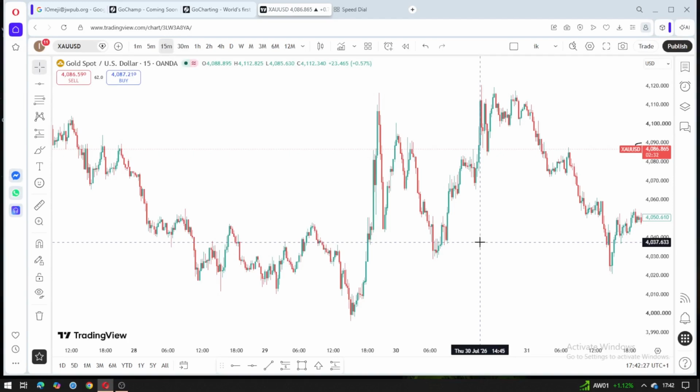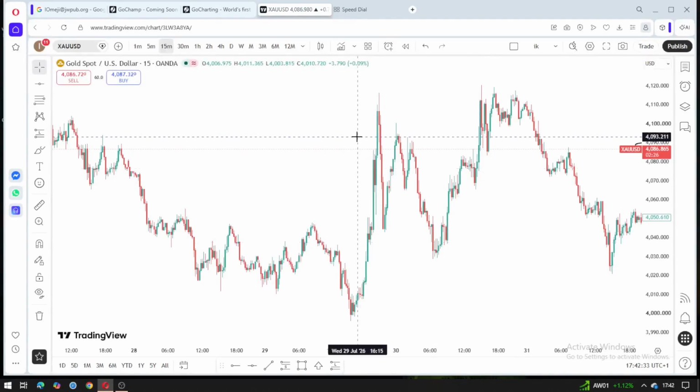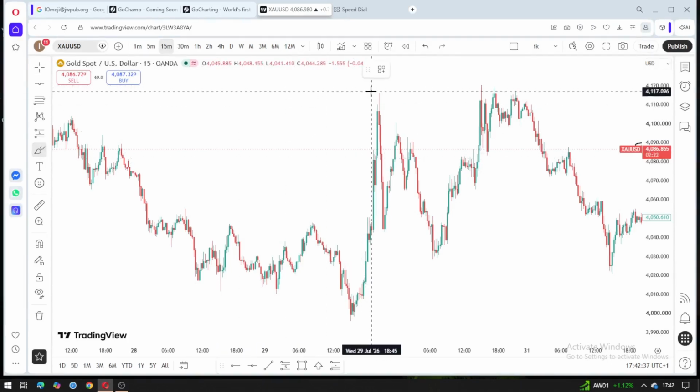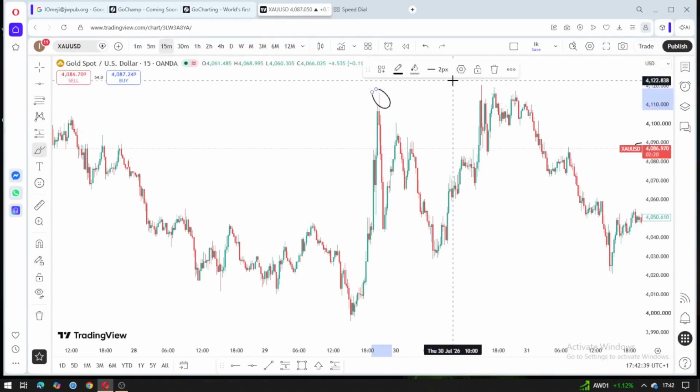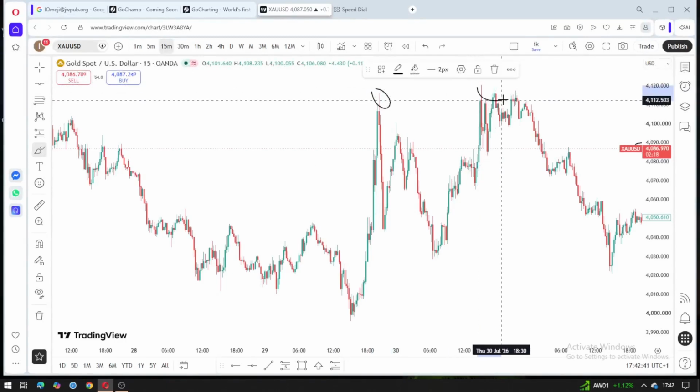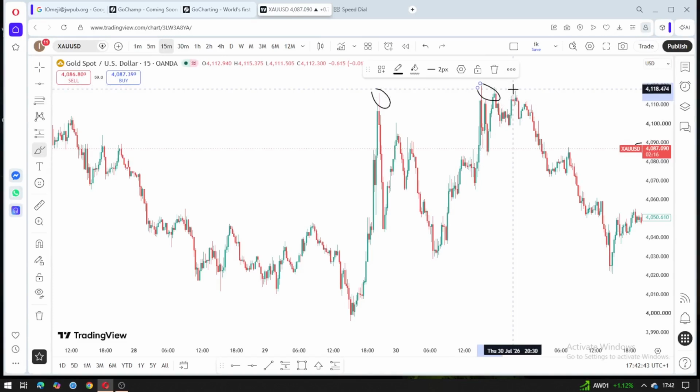Remember, we have zones. So what do we do? We are just going to be marking the obvious highs and the obvious lows. So if you look at your chart now, you discover that these are the points of obvious highs that are available as at that time. So we are taking the obvious side, that is the reversal point.